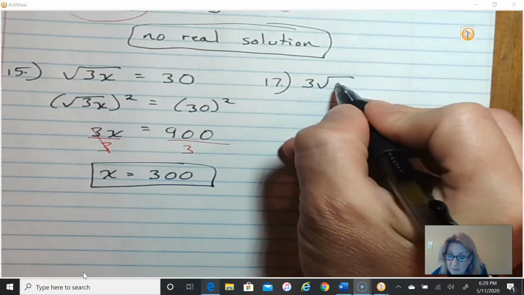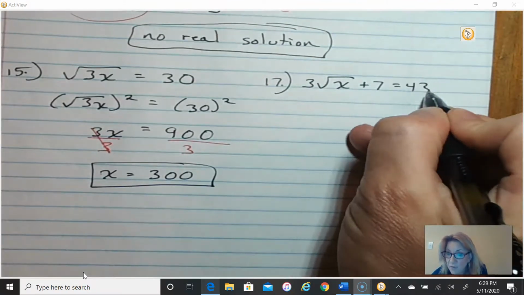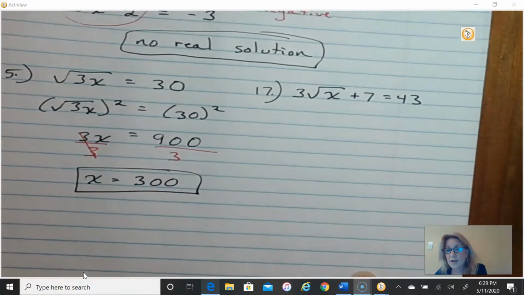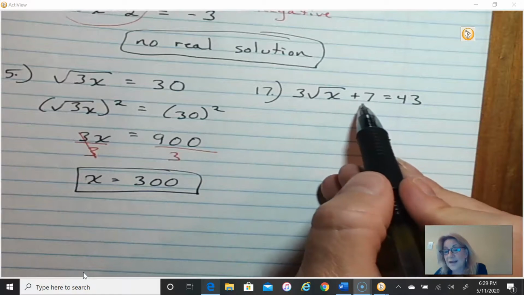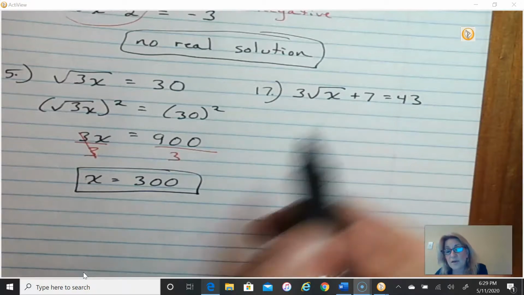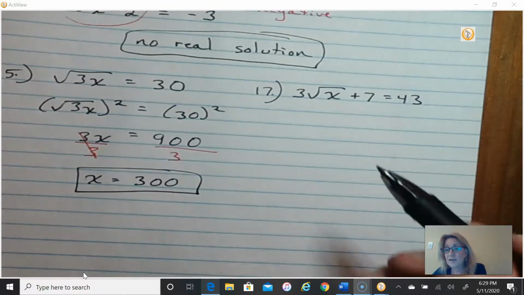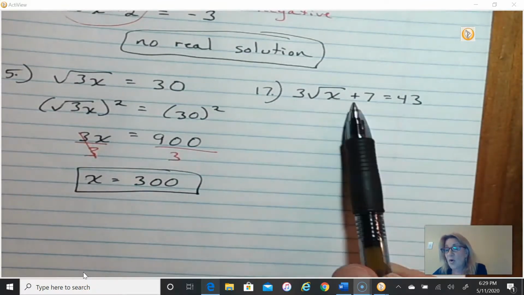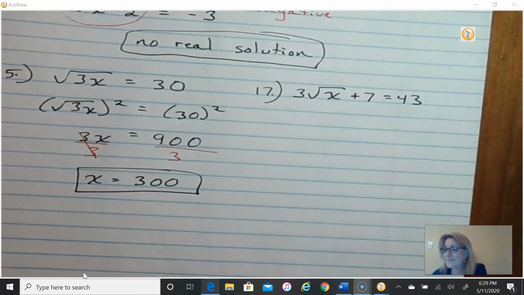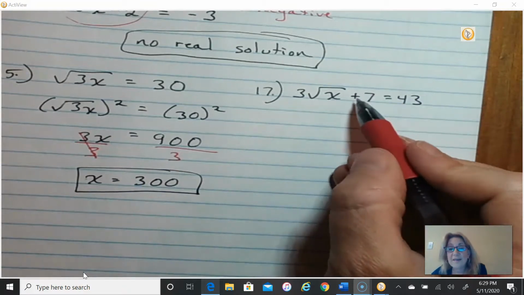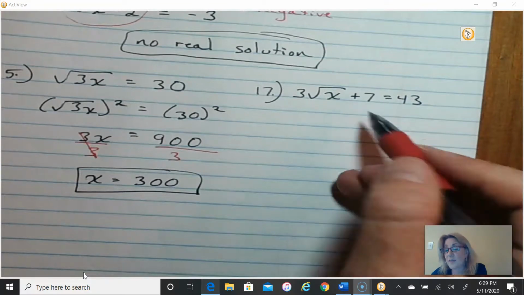3 times the square root of x plus 7 equals 43. Okay, now we have to get rid of that 3, but we have to get rid of that positive 7 as well. So which one, based on what you've learned this year, do I do first? The 3 or the number all by itself? Hint, hint. We're going to get rid of the 7 first. You have to get rid of the 7 first, the number that's all by itself.